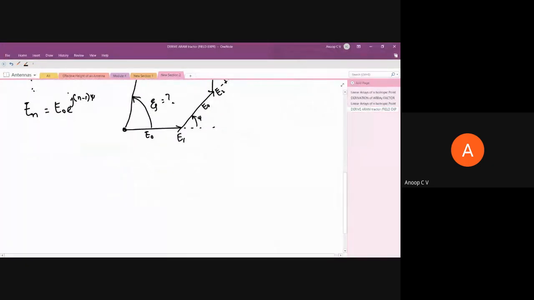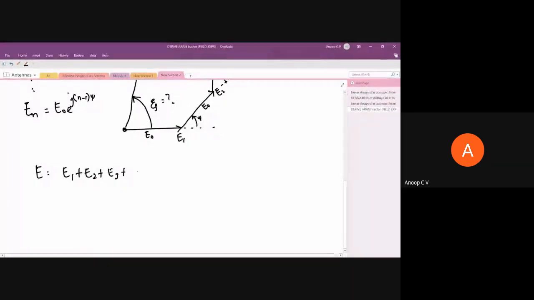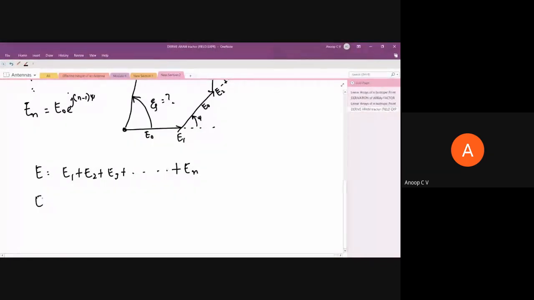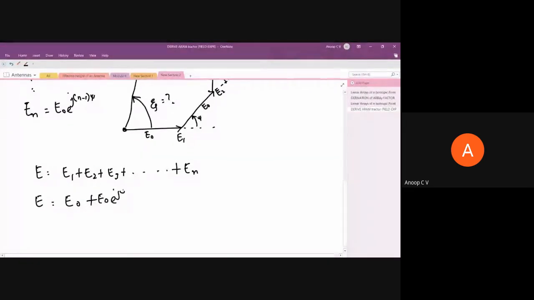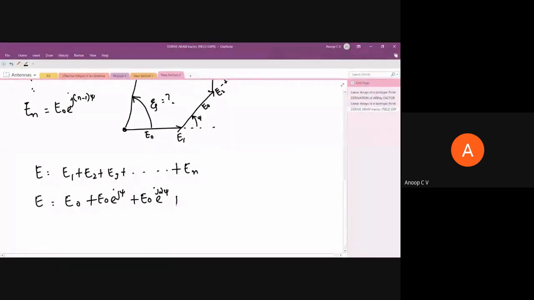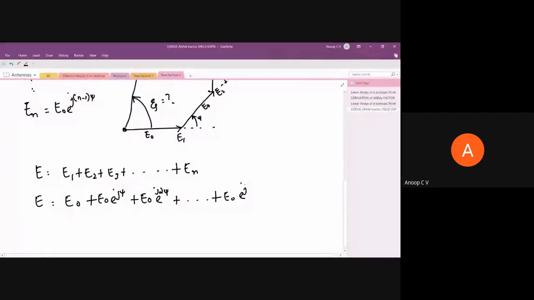Now I can find out the resultant easily. E is equal to E1 plus E2 plus E3 plus etc. up to En. So that is equal to E naught plus E naught e power j psi plus E naught e power j times 2 psi plus etc. plus E naught e power j n minus 1 times psi.